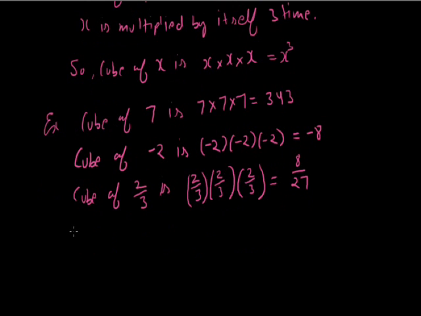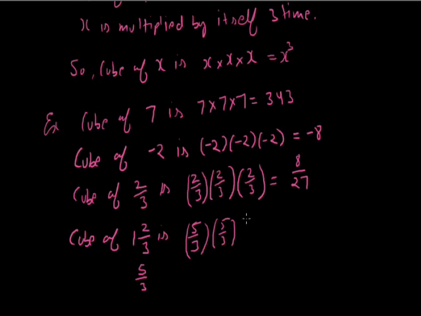Now what is the cube of 1 2 by 3? So 1 2 by 3 can be written as 5 by 3. This is a mixed fraction, we can convert in this form, that is 5 by 3. So the cube of 1 2 by 3 is, that is 5 by 3, and we have to multiply 5 by 3 3 times. 5 by 3, 5 by 3 and 5 by 3.